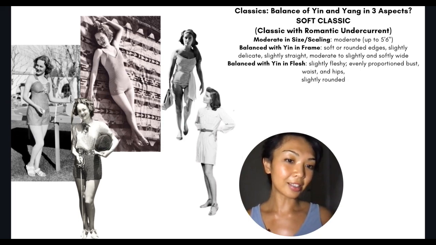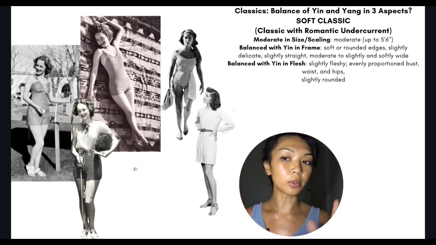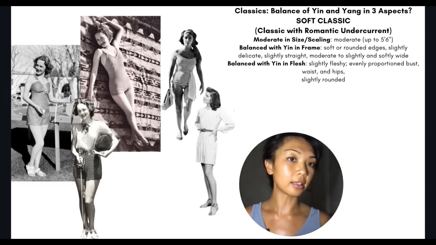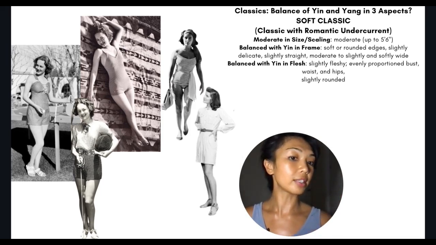All right, so let's get into our first example of soft classic. We have lovely Olivia here. She is such a beautiful soft classic. So let's go through these three attributes. Soft classics are, again, moderate with extra yin, that yin romantic undercurrent. In terms of size, soft classics look moderate. They can be up to 5'6".